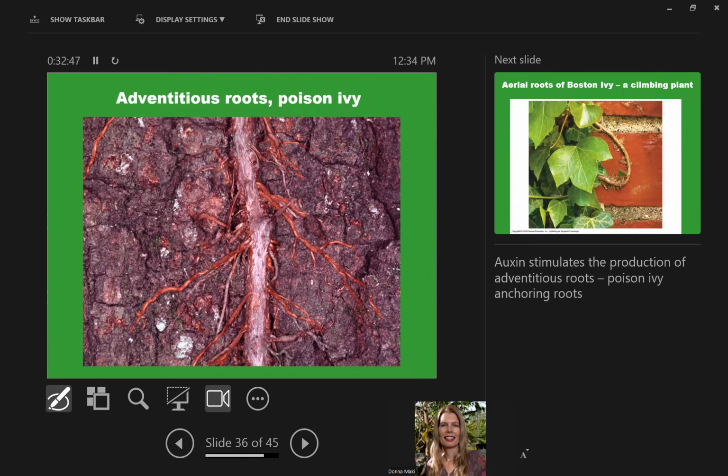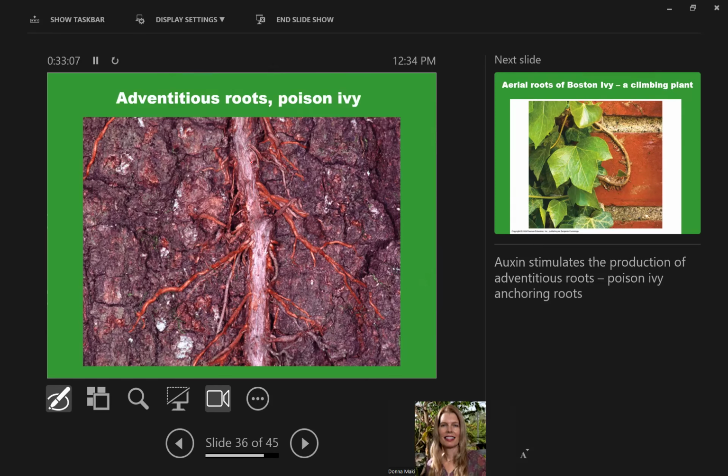And then there's the idea of some adventitious roots that come off of, primarily, if you think about vining plants, coming off the vine or the stem. Here, this is poison ivy that's latched onto a tree trunk.